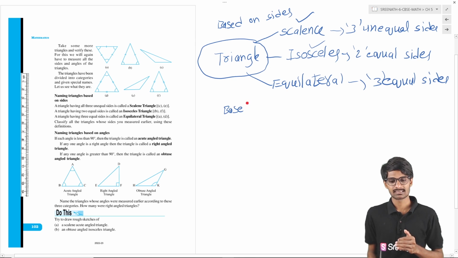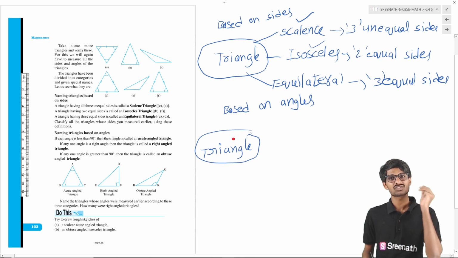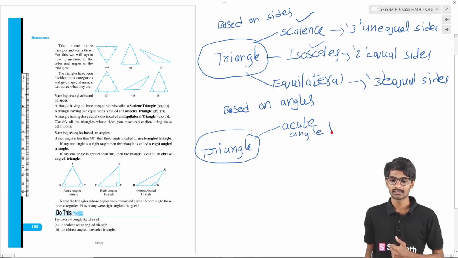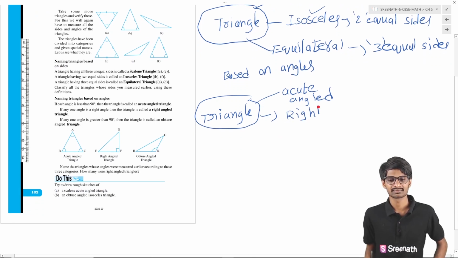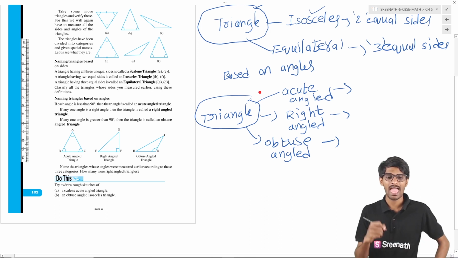Now based on angles. How many types of triangles? A triangle has three angles, so there are three types of triangles. One is the acute angled triangle. Another is the right angled triangle. Another is the obtuse angled triangle. What is it, students? Obtuse angled triangle. So these are the three types of triangles, where the classification is based on the angles.